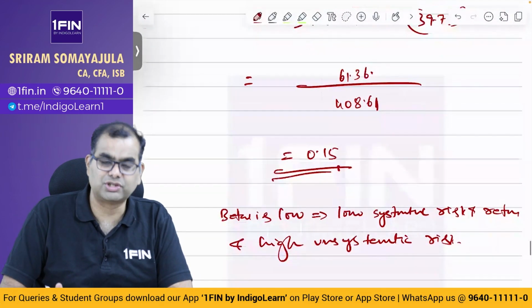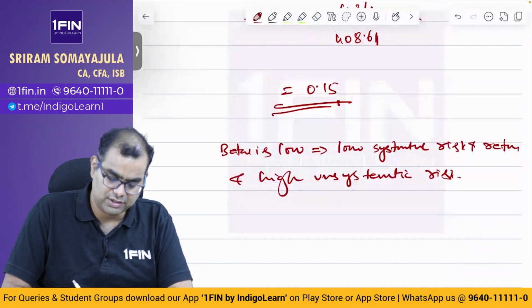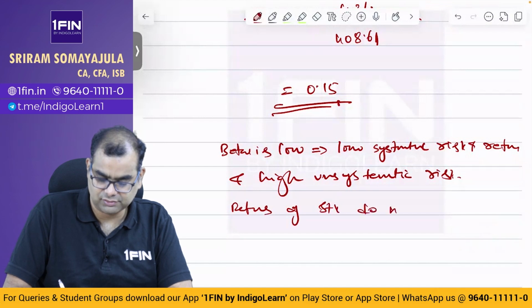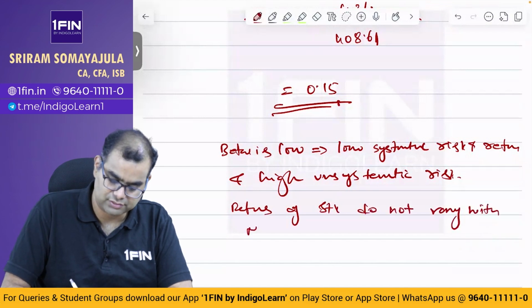Okay, so low systematic and high unsystematic. So returns of stock do not vary with market returns.